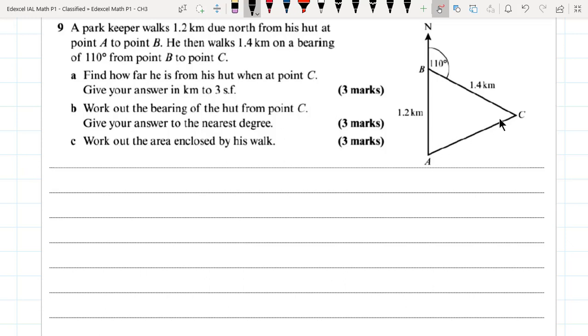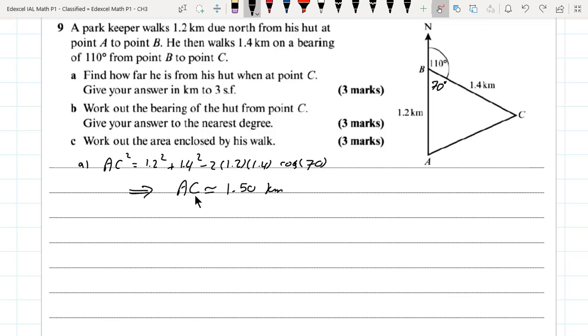The required is to get the distance AC. And of course we have the included angle, because that angle is 70 degrees. So directly, to answer part A, we can say that AC squared is equal to 1.2 squared plus 1.4 squared minus 2 times 1.2 times 1.4 times cosine 70. Then AC is approximately equal to 1.5 km to 3 significant figures, as the question asks.